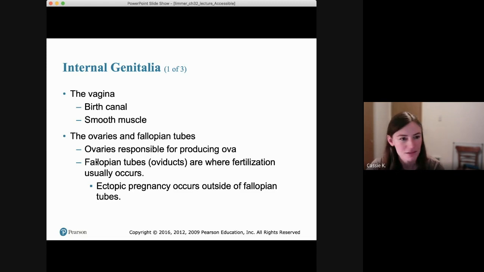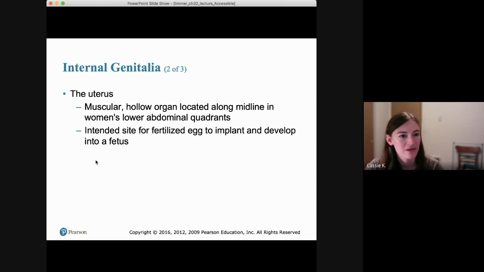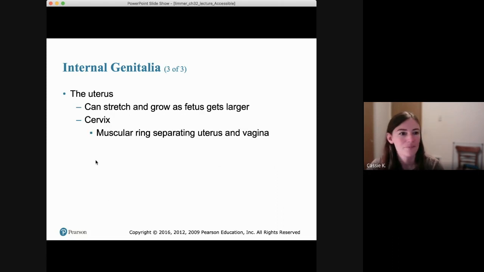You got the uterus. It's a muscular hollow organ located midline in a woman's lower abdominal quadrants, the intended site for a fertilized egg to implant and develop. The uterus can stretch and grow as the fetus gets larger. You've got the cervix, which is the muscular ring separating the uterus from the vagina.